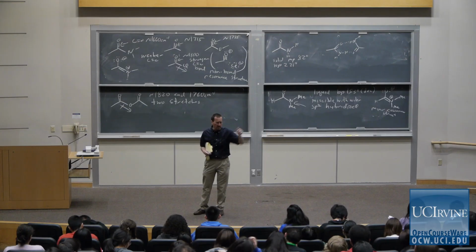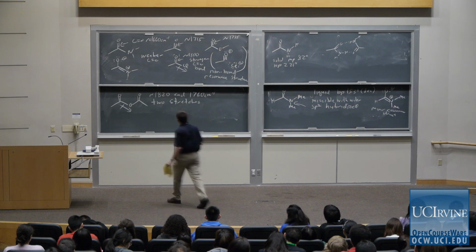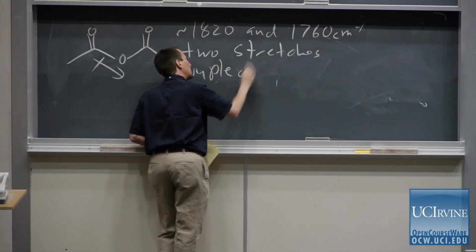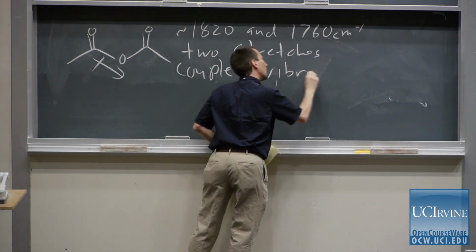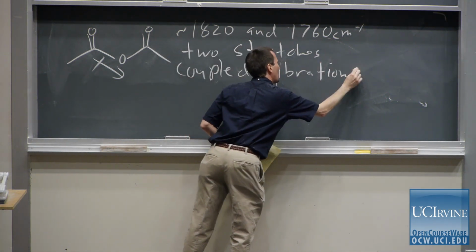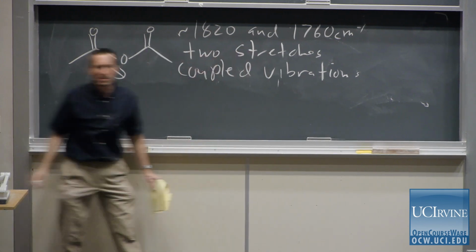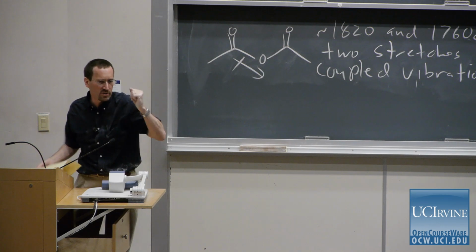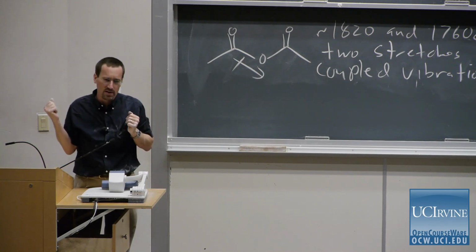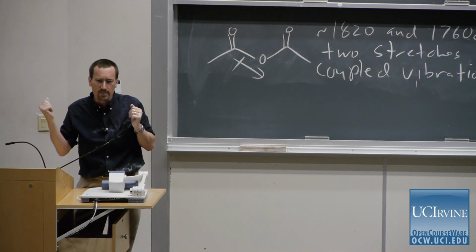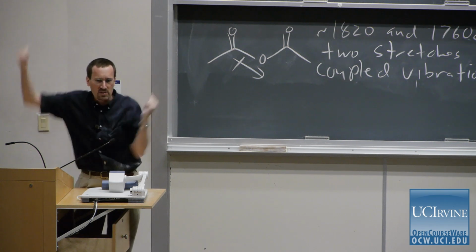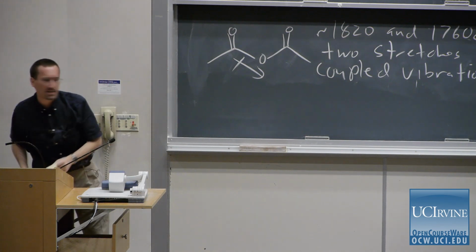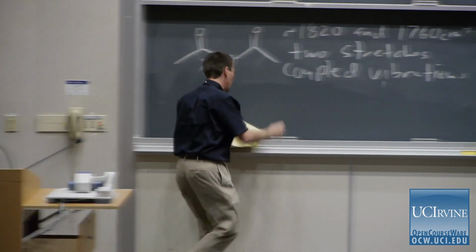When you have vibrations and they're close together, you get what are called coupled vibrations when they're close to each other in space. Kind of like splitting in the NMR spectrum. And when the vibrations couple, you have them working together. In other words, it's not one carbonyl stretching and the other carbonyl stretching, but it's both of them stretching together. And there are two types of stretches. One of them is an asymmetric stretch, and one of them is a symmetric stretch. So you end up with two bands.